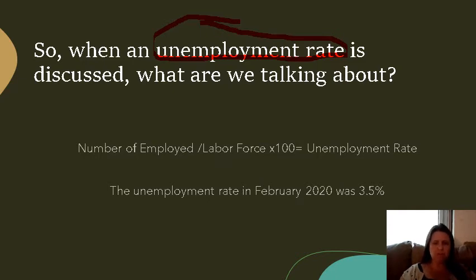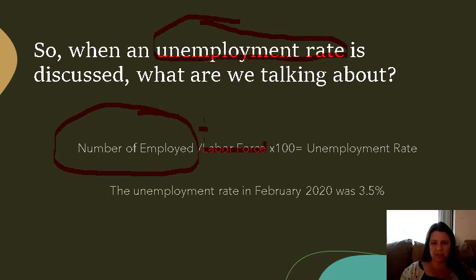Okay, let's look at the formula. The number of employed divided by the labor force. So how do you find the unemployment rate? You take everybody who is working for a paycheck or working in a family business, full-time or part-time, and you divide it by the number of people who could be doing that. In other words, they are your laborers. You multiply by 100 and you get the unemployment rate. Why do you multiply by 100?